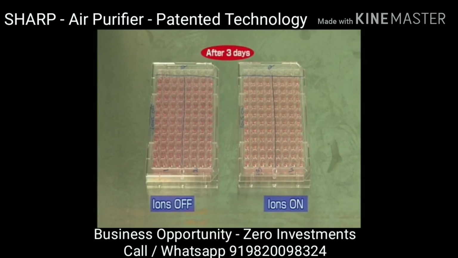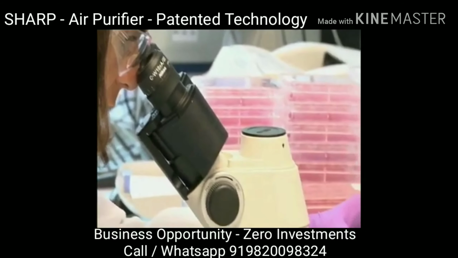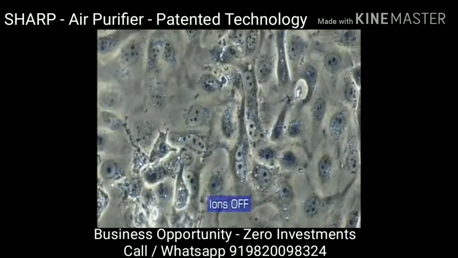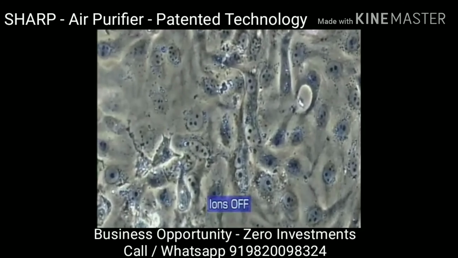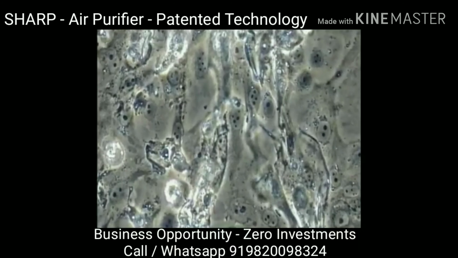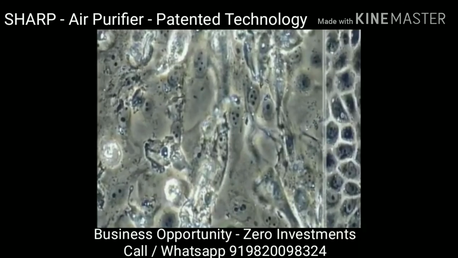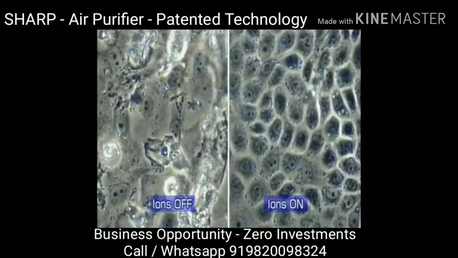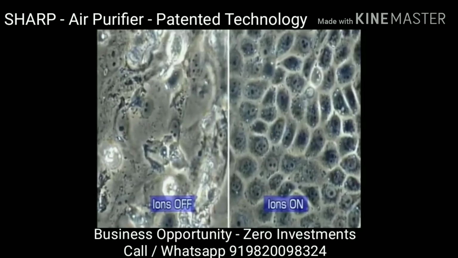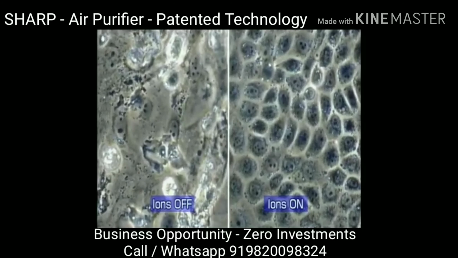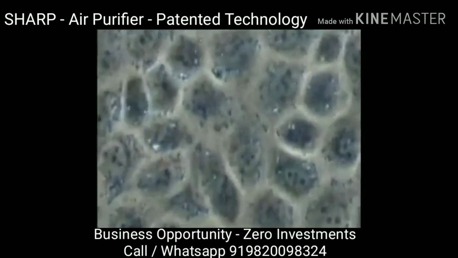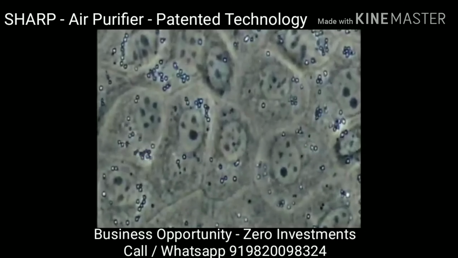Three days after introducing the virus into the cell, the reaction is analyzed under a microscope. The cells introduced to the virus not exposed to the ions gradually degrade. Whereas the cells introduced to the virus exposed to the ions exhibit almost no change and maintain a normal condition. This proves that the virus is removed by plasma cluster ions.